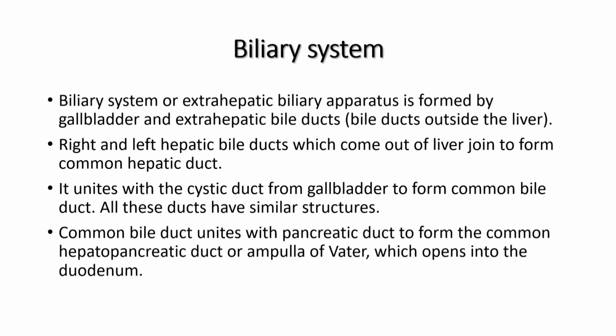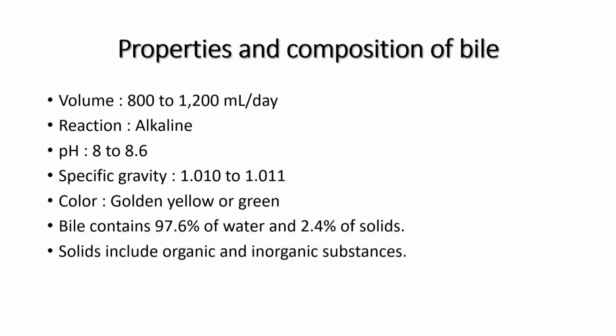Biliary system. Biliary system or extrahepatic biliary apparatus is formed by the gallbladder and extrahepatic bile ducts outside the liver. Right and left hepatic bile ducts which come out of the liver join to form the common hepatic duct. It unites with the cystic duct from the gallbladder to form the common bile duct. All these ducts have similar structures. Common bile duct unites with the pancreatic duct to form the common hepatopancreatic duct or ampulla of Vater, which opens into the duodenum.